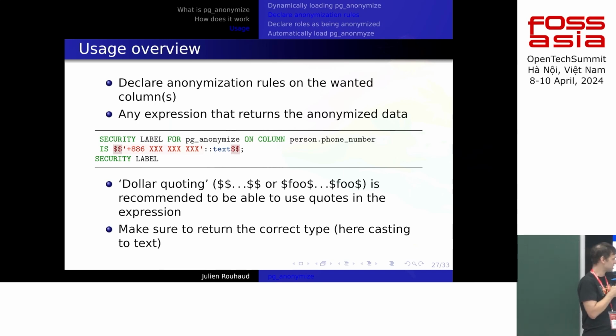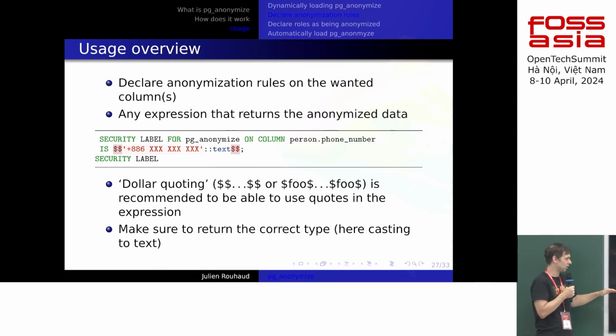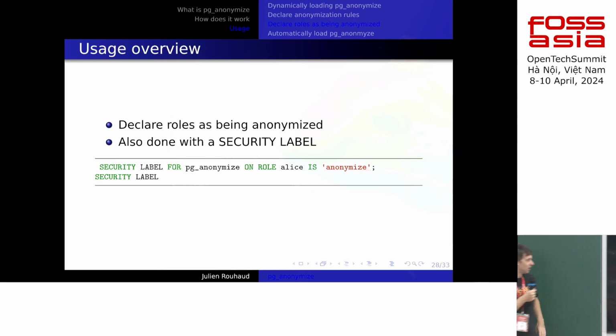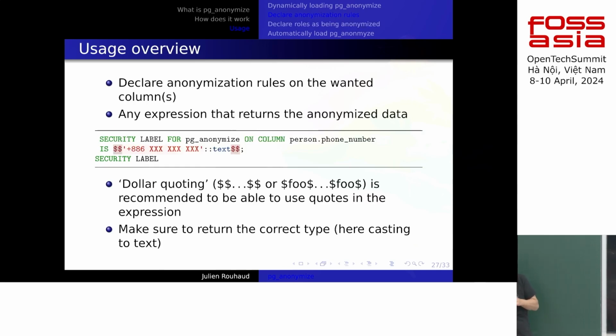So here you see I'm explicitly casting my expression to text, even though it's already text. If you don't, pg-anonymize will check it for you and raise an error if it's not the expected data type. So you need to do that for every single column of every single relation you want to anonymize.